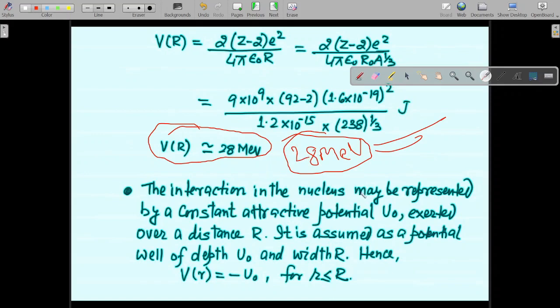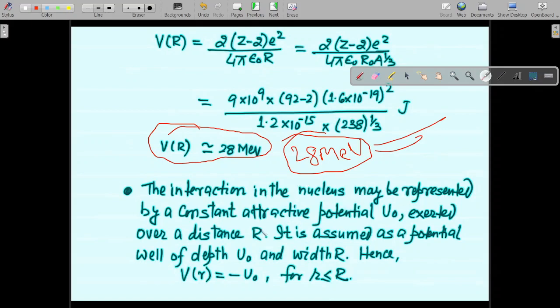The interaction in the nucleus may be represented by a constant attractive potential U naught. Now, inside the nucleus, as already told to you, we have already assumed in the nuclear shell model that the potential inside the nucleus is constant. Where have we assumed that the potential inside the nucleus is constant? We have assumed this particular fact in the nuclear shell model.